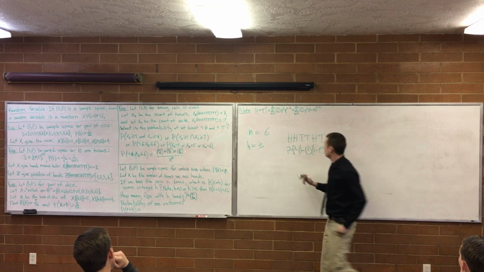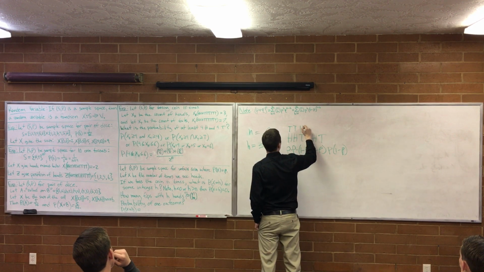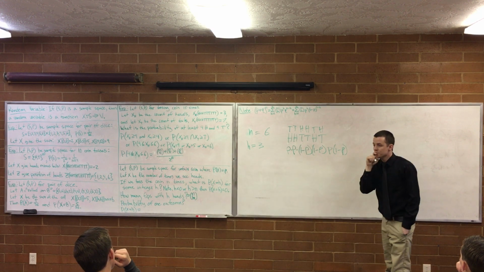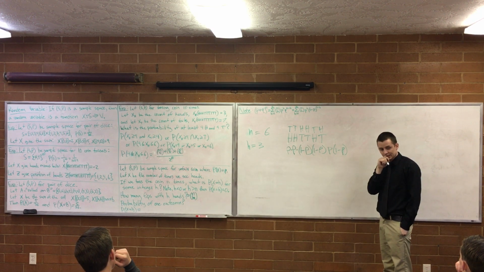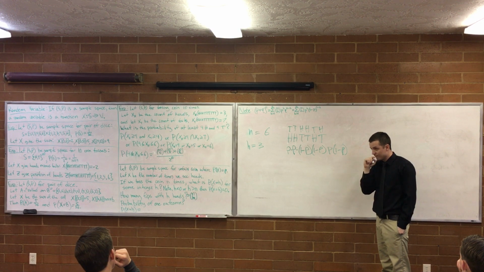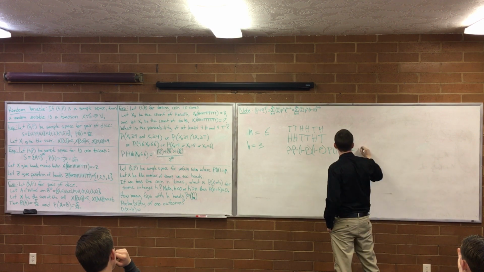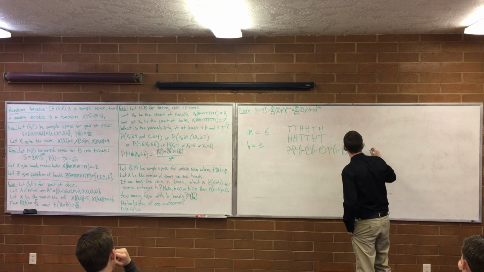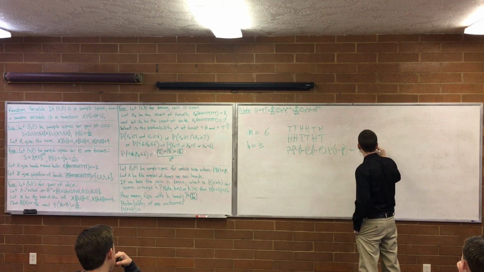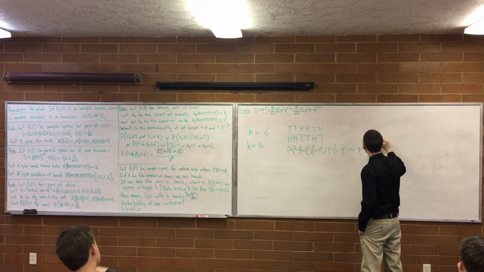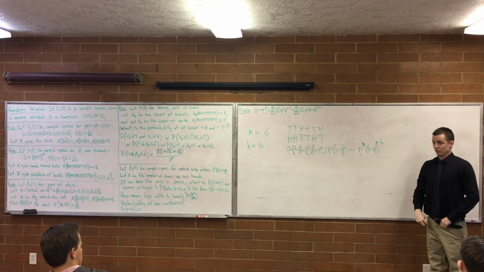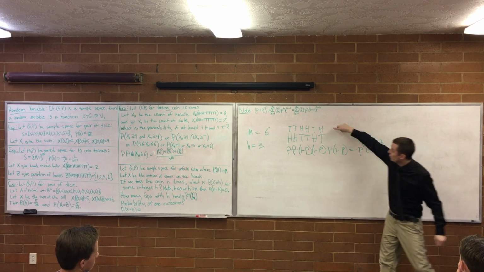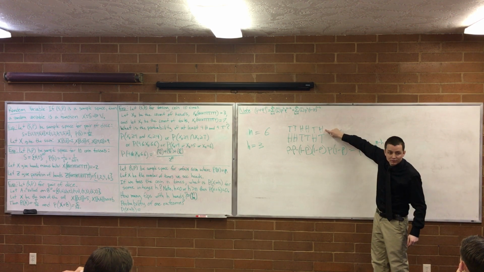What about this one? What's the probability of getting that outcome? Same thing. They're all going to be P to the number of times you want heads times 1 minus P to the number of times you don't want heads. You with me? Yeah.